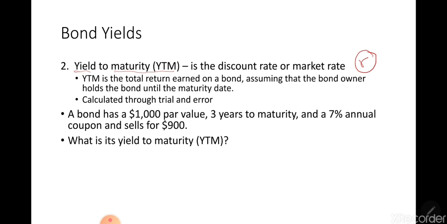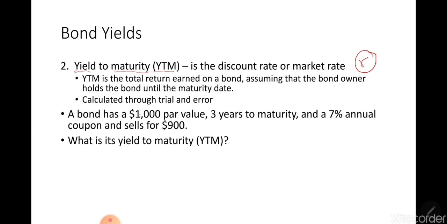It means if he cannot sell the bond in the middle to somebody else, and the bond cannot get called back in the middle. In that case, the return will be different. The investor will still get a return, but that return will not be the YTM. The condition for it to be yield to maturity is that the bond owner will hold the bond till the maturity date. We are going to calculate the YTM through trial and error. So let's look at a question of how to do so.